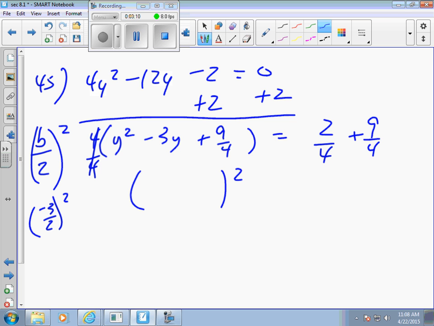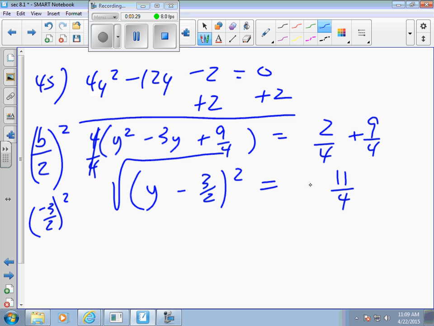Now that I have my perfect squared trinomial, I'm going to write it as a binomial squared. Square root of the first term, square root of the last term, sign in front of the middle term. And over here, I'm going to simplify to 11/4. 2/4 plus 9/4 is 11/4.